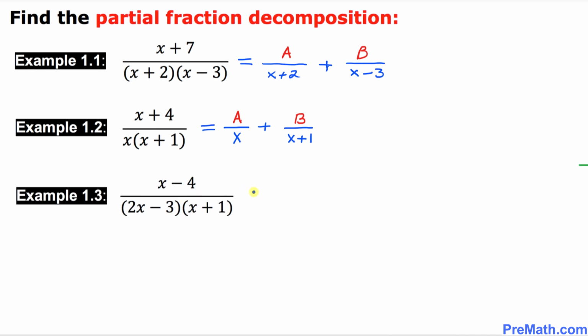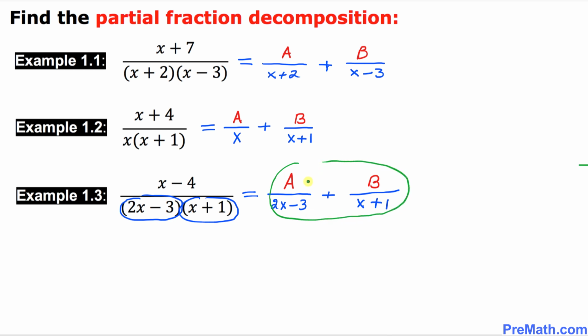And in this next example, we're going to repeat the same process. Let's focus on the denominator. We have 2 linear factors. So I'm going to write down in the first fraction 2x minus 3, the first linear factor, then plus the second one, x plus 1. And then at the top, I'm going to put a for the first fraction and b for the second one, and that is our partial fraction decomposition.